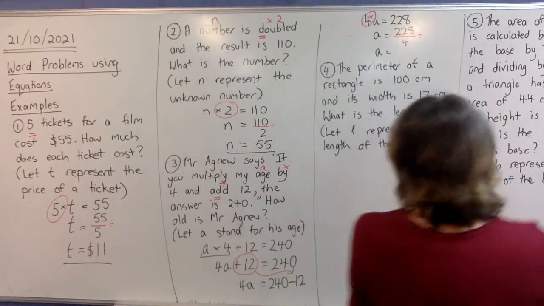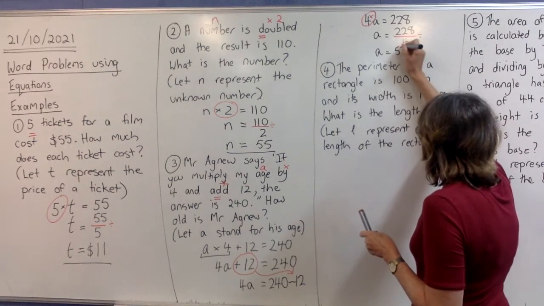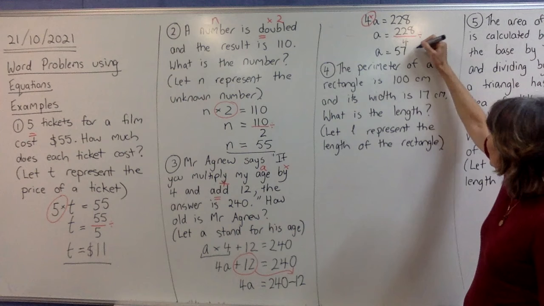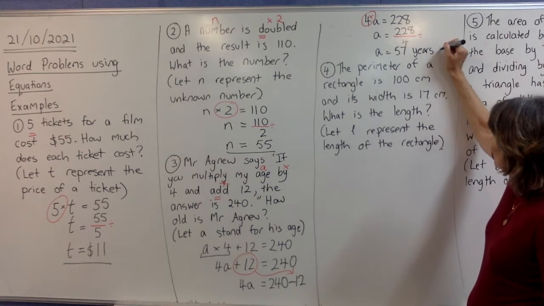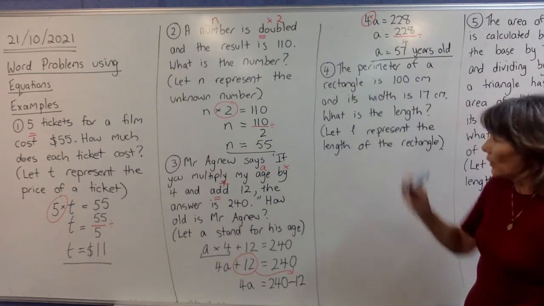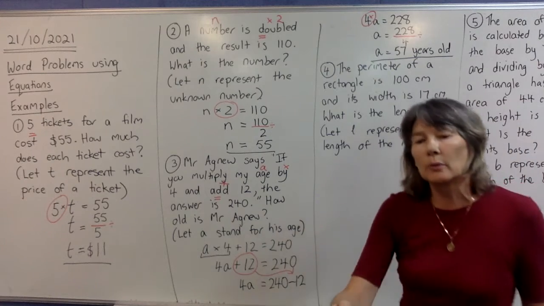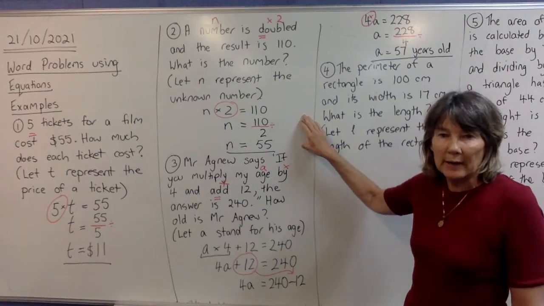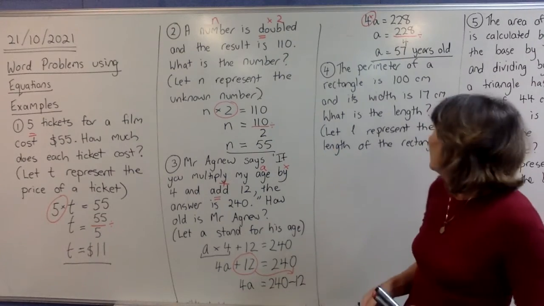So that means that A was his age, so it's 57 years old. When we're looking for our units, we've got to look at what we're talking about to know what units we need. In this one here, we only had to find a number, so that didn't need any units.